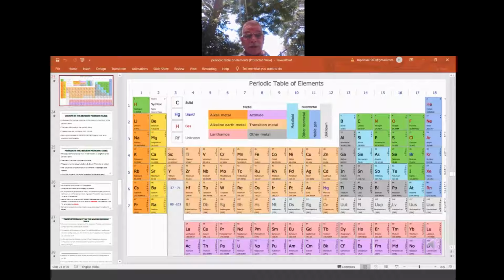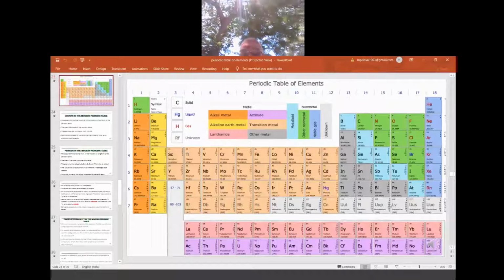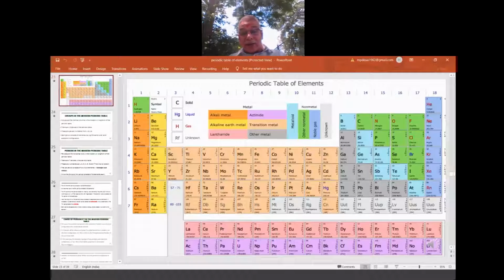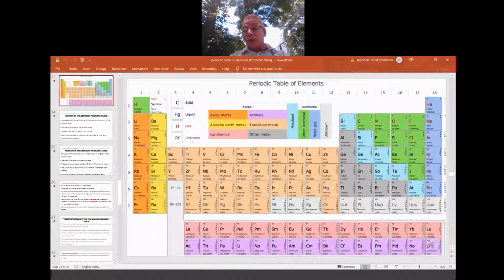Lithium 1s2 2s1. Beryllium 1s2 2s2. Boron 1s2 2s2 full, and now 2p starts. So 2p1, 2p2, 2p3, 2p4, 2p5, and 2p full, 2p6.